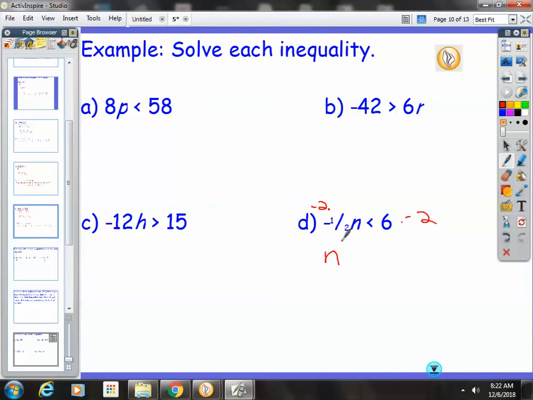Do I need to change the inequality symbol here? Yes. Why? Right, the number we're multiplying by is negative. So it's going to be n is greater than negative 12. For the purpose of our notes, I'm not going to graph this one. I expect you guys to put this on a number line at this point and graph it. You guys feel confident you can do that on a number line? Let's jump to the next slide, please.